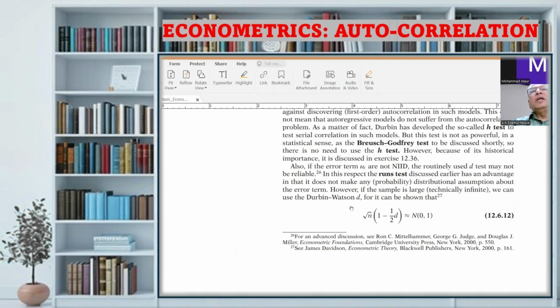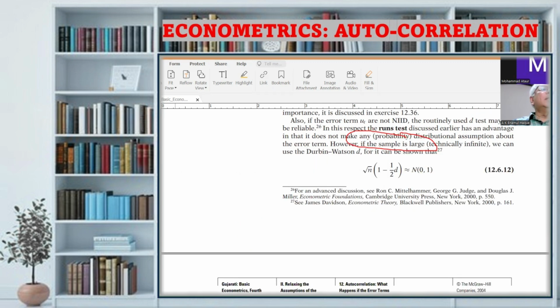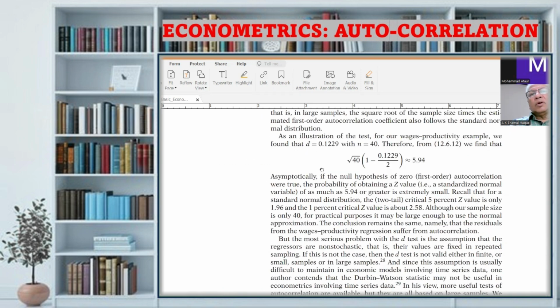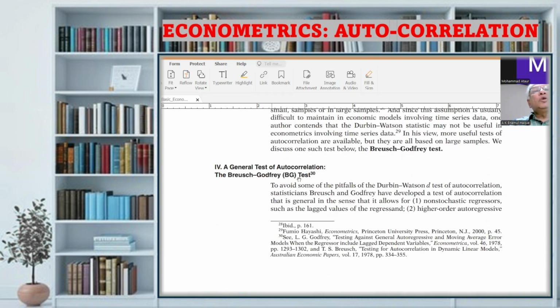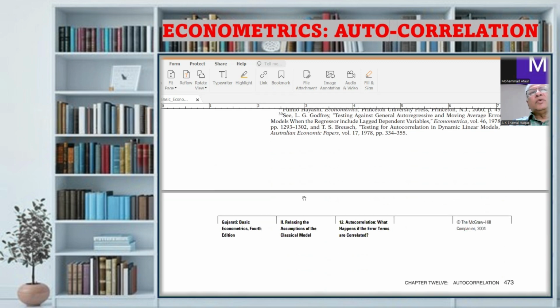Then the other one is the Breusch-Godfrey test. Remember, the second test is the Breusch-Godfrey test. That's very important, and it's a more generalized test than Durbin-Watson. Durbin-Watson only looks at first-order autocorrelation. What is the Breusch-Godfrey test? It's the general test of autocorrelation. Previously it was BPG, Breusch, Pagan, and Godfrey, but now it's Breusch and Godfrey.